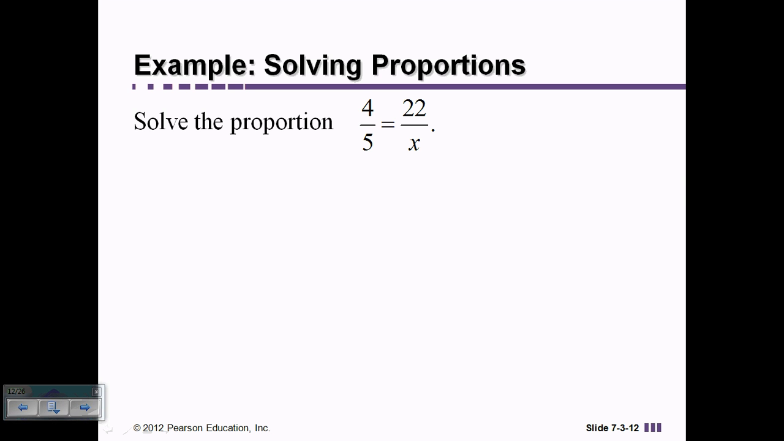So here's an example of cross multiplying. We want to multiply the 4 times x and get 4x. And then we want to multiply 5 times 22. So 4 times x is 4x. 5 times 22 is 110. And I'm going to divide both sides by 4, so x equals 55 divided by 2, which we could write as a decimal, and that would be 22.5.